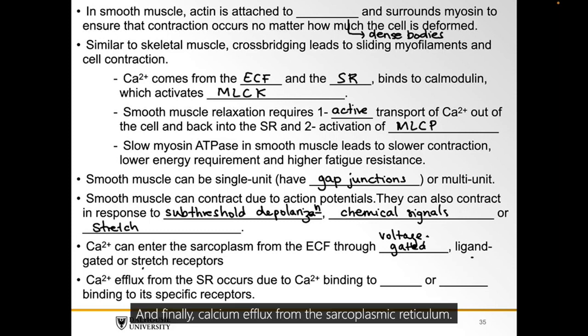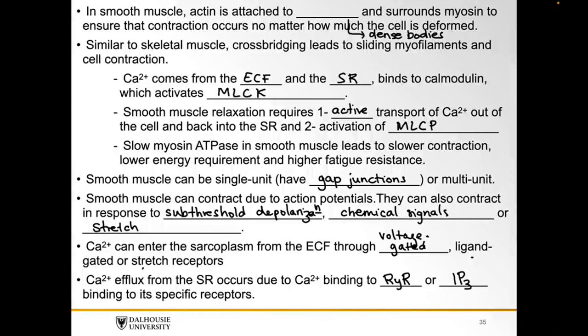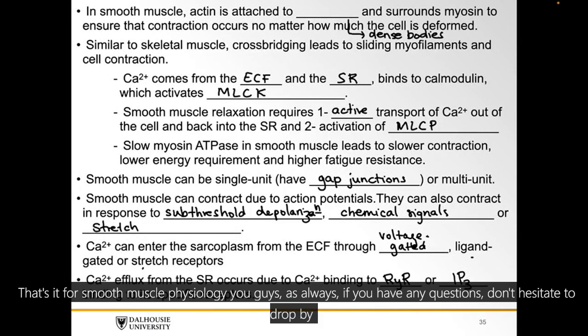And finally, calcium efflux from the sarcoplasmic reticulum is either due to calcium binding to the ryanodine receptor or our second messenger IP3 binding to its specific IP3 receptors. That's it for smooth muscle physiology, guys.